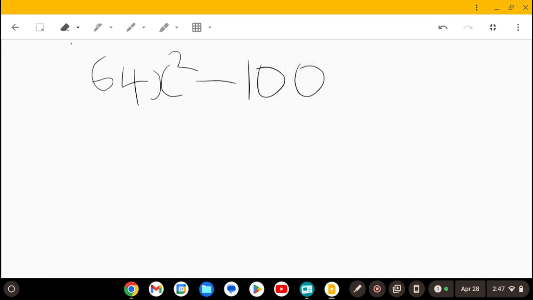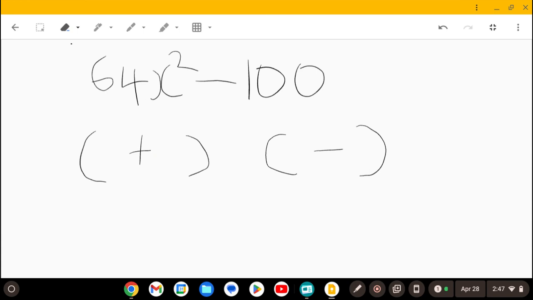This is going to be 64x squared minus 100. So we're going to draw two brackets. As usual, in the first bracket we're going to put a plus sign, and in the second bracket a minus sign. Now we're going to find the square root of the numbers. So let's look at the first part.